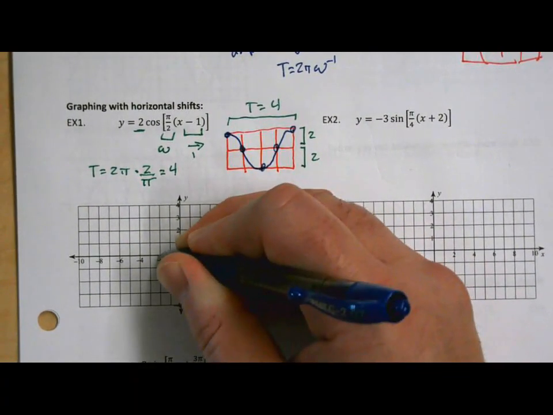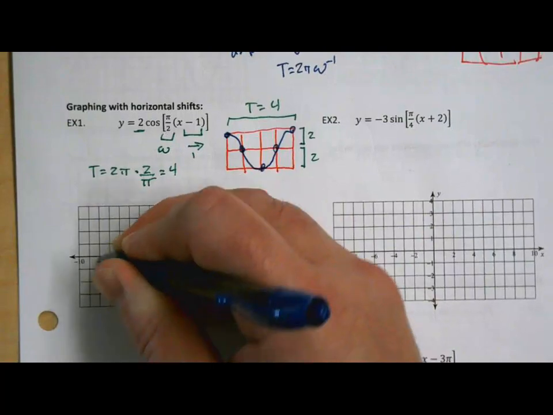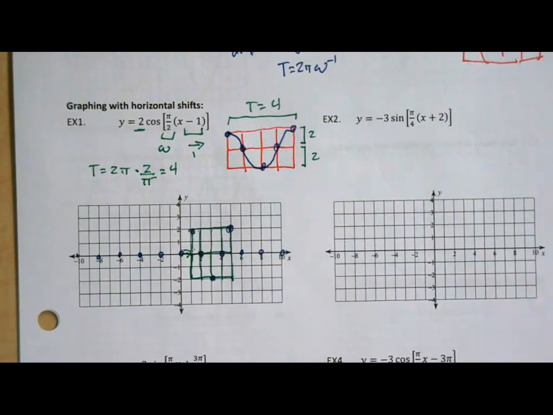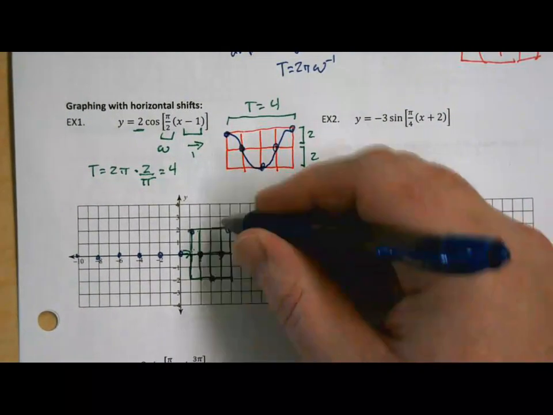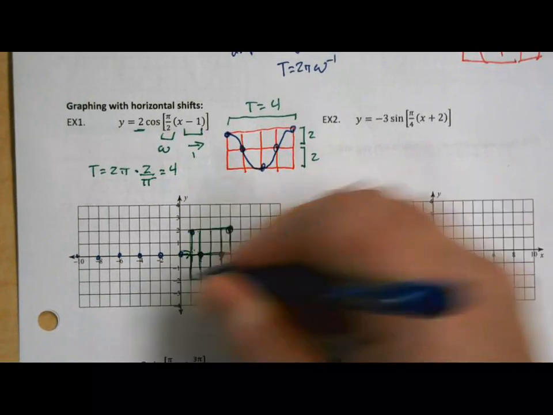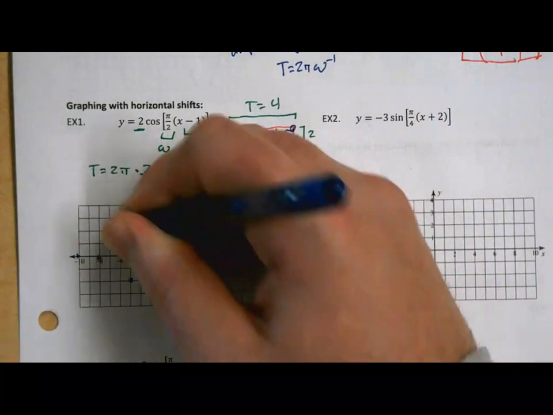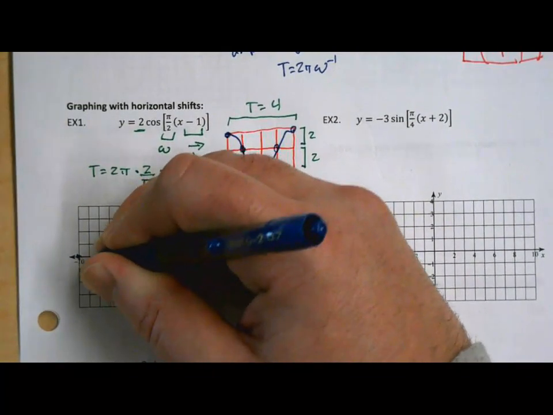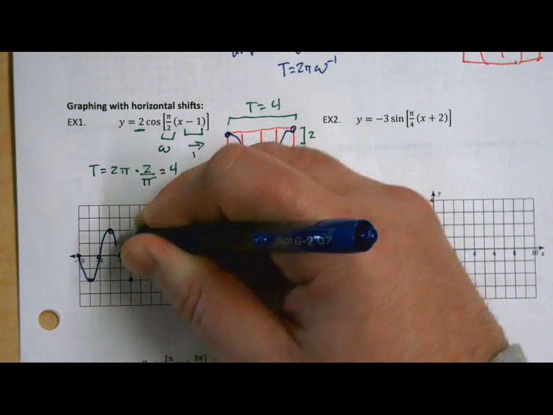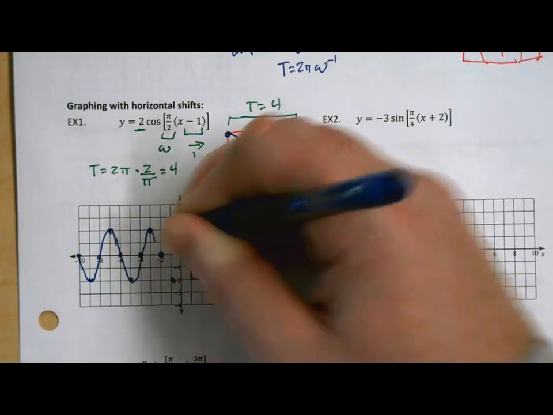I like to do my x-intercepts first because it just goes faster for me. And then I kind of do in between those for my maxes and mins. We connect them up and we're good to go. We'll grab our calculators and check this in a minute.